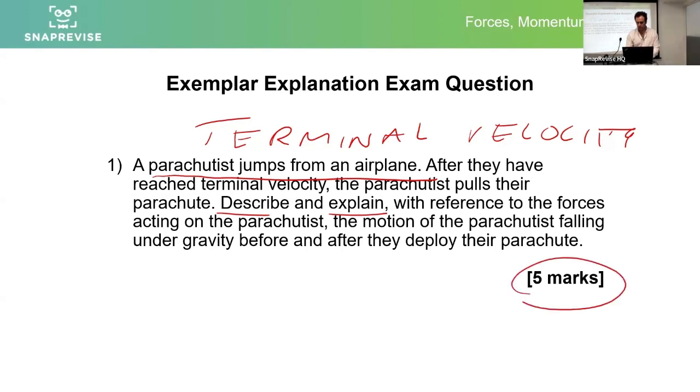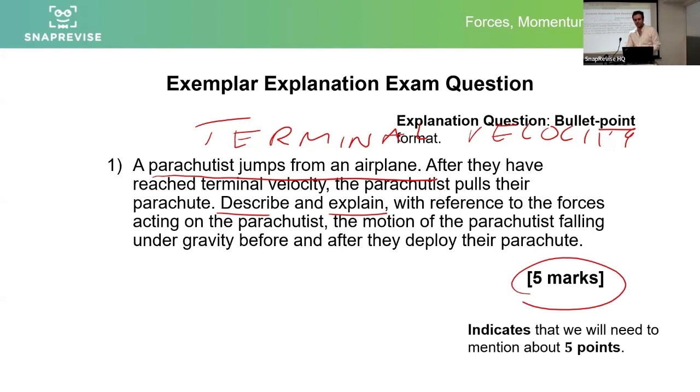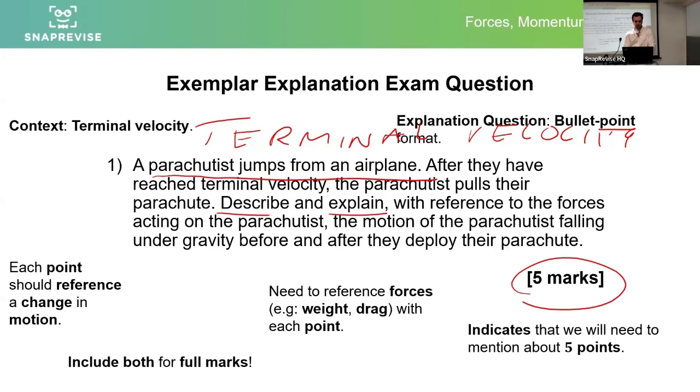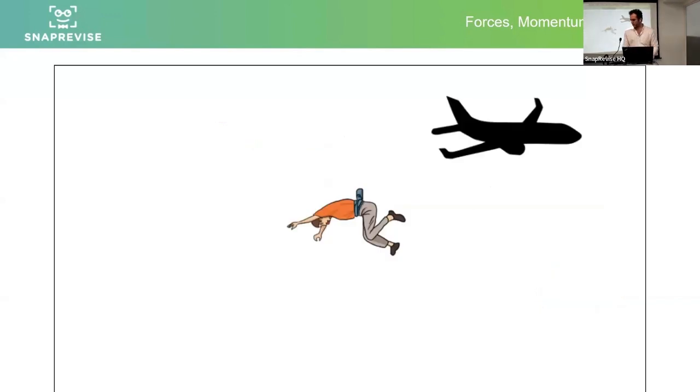Five juicy marks. Okay, remember, keep it to bullet points. I don't necessarily need the life and times of a parachutist. Each point should reference a change in motion. I think that's reasonable. If you're asked to narrate the chronology of this, just do it in chronological order. Keeps it nice and simple. Include both for full marks. I assume it's referring to describe and explain. Okie dokie.